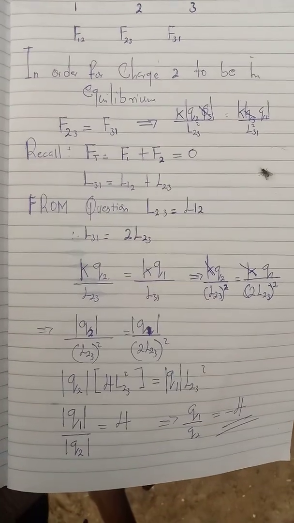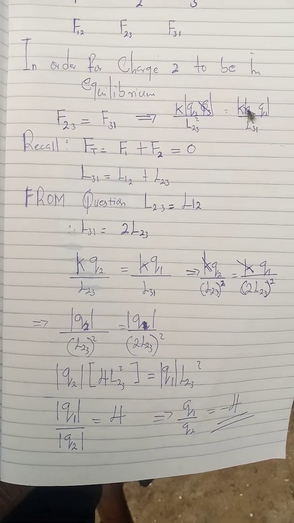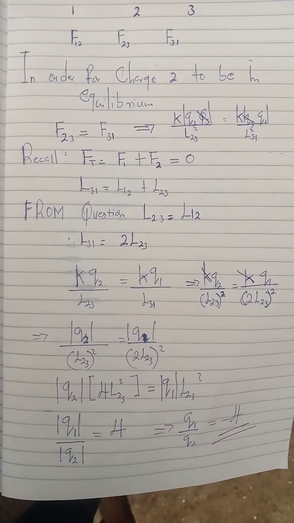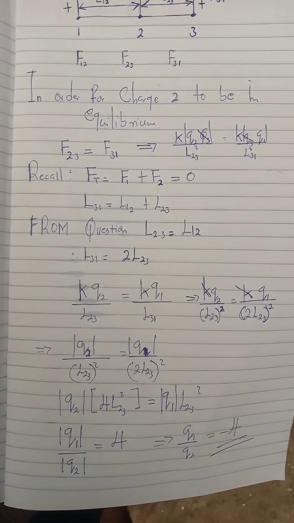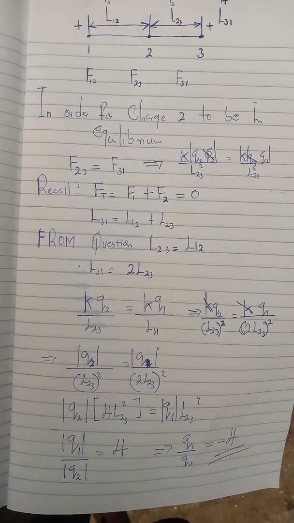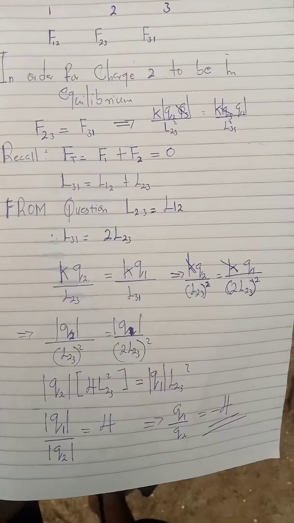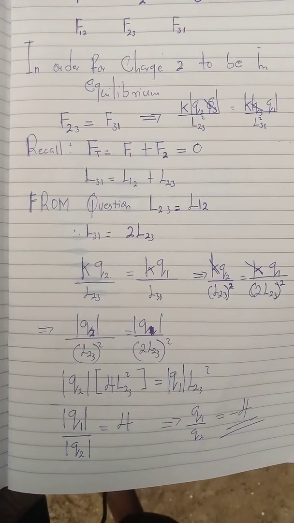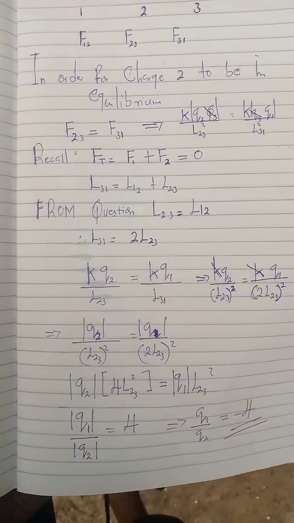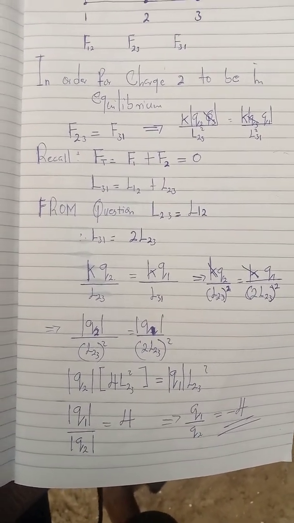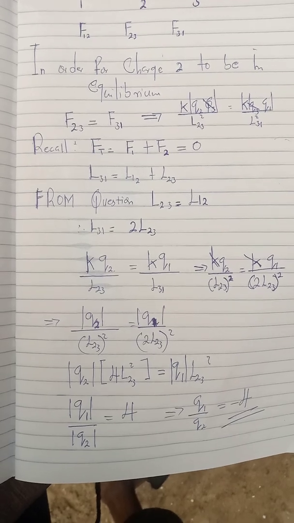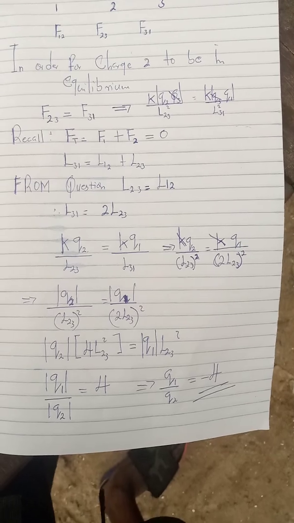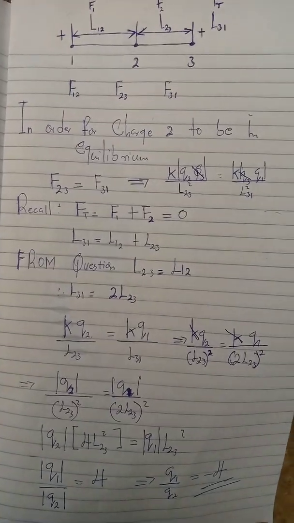the question says you should look for the ratio of Q1 over Q2. So when you cancel them out, you have your Q1 over Q2. Note, it has a modulus, an absolute value, I mean. So for you to take the absolute value out, that will change the final answer to -4.